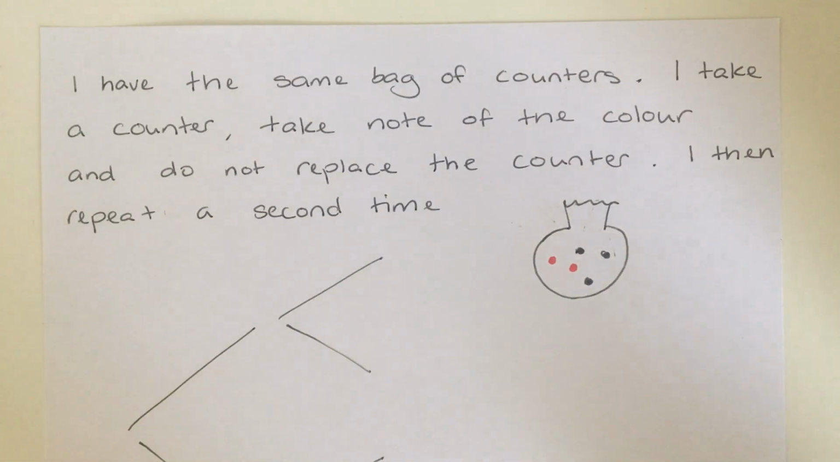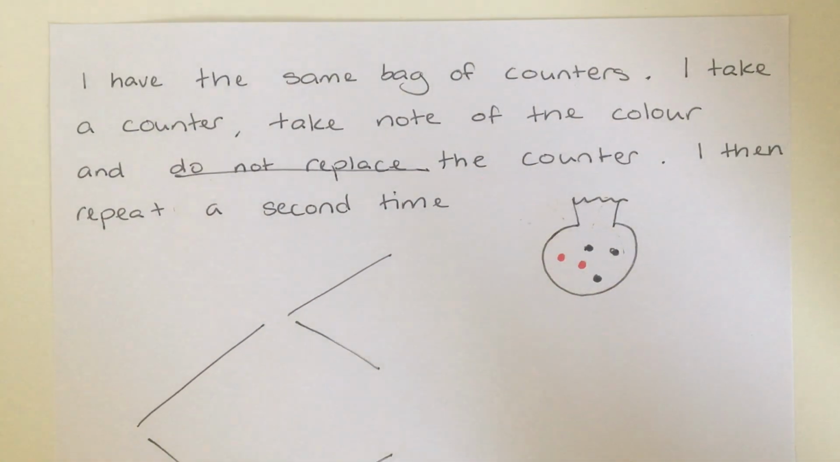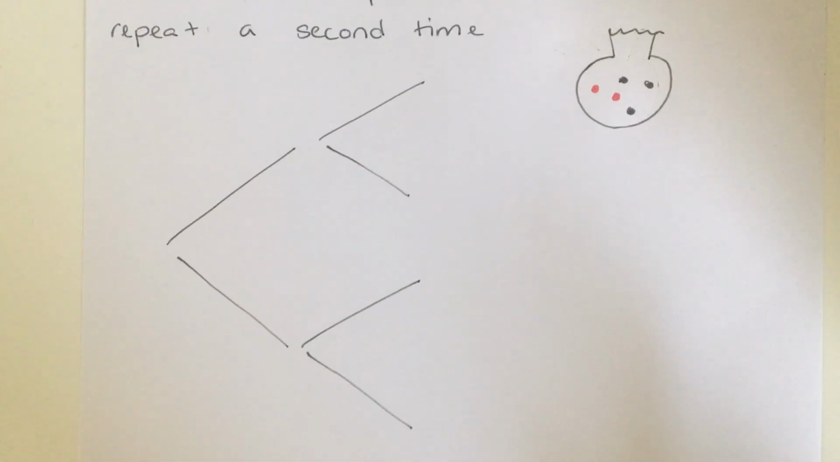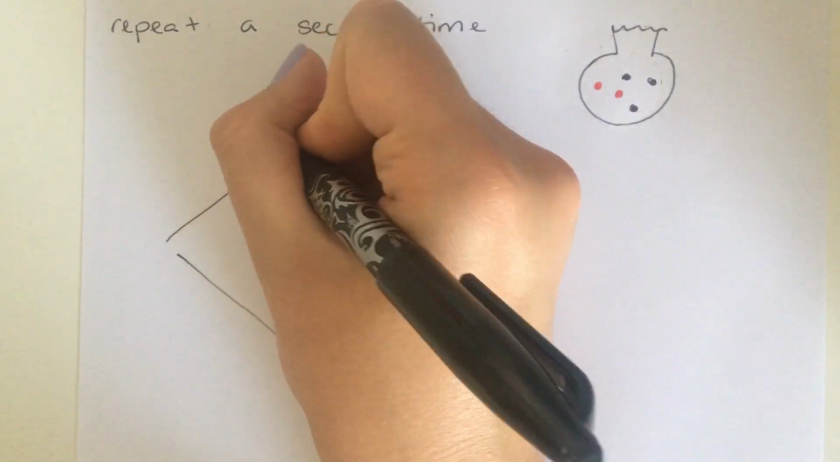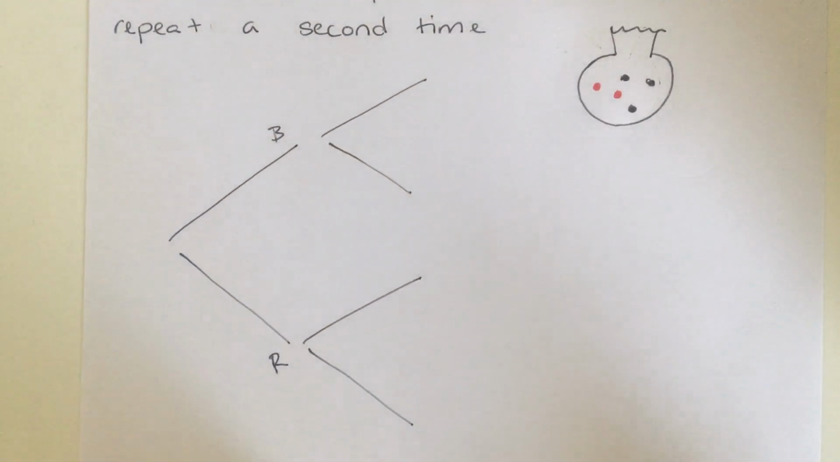I'm going to take a counter, I'm going to take note of the colour. This time I do not replace my counter. So I'm going to take my counter out, I don't put it back in the bag, and then I'm going to take a second counter. So again, we could either get a black counter or a red counter on the first go. The probabilities here are going to be the same.